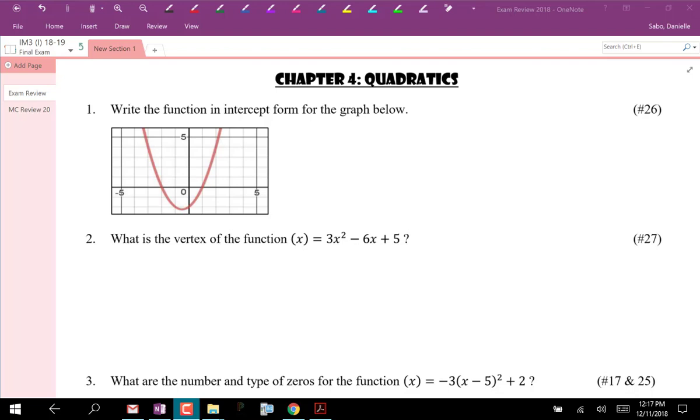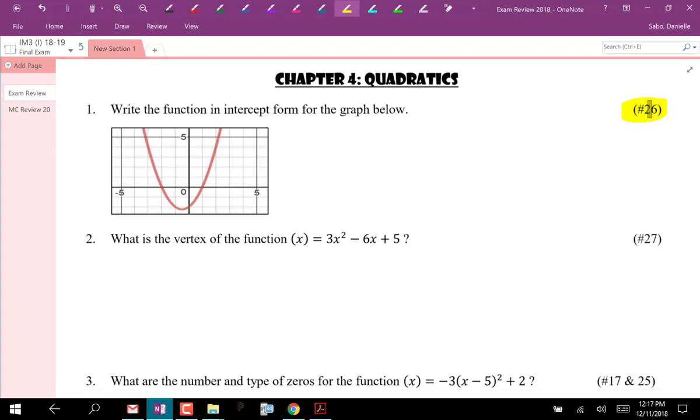So chapter 4. So this is your purple packet. Flip to the very first page in your purple packet. I do want to show you something. On the right side, all the way to the right, this number right here, 26. That's going to help you with this packet. I did it so that it was easy for you to study.